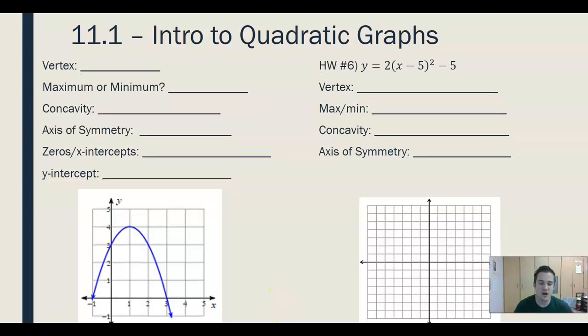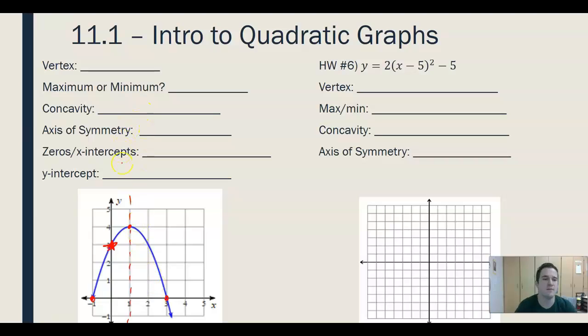Okay, so we started by just identifying some basic characteristics of these graphs. So for example, this graph is given to you right here. Before I even look at all of this, I'm just going to look at this. Well, I know that this is the vertex. I'm going to cross the y-axis here. I'm going to cross the x-axis right here and here. I can draw an invisible dotted line right through the vertex to get my axis of symmetry.